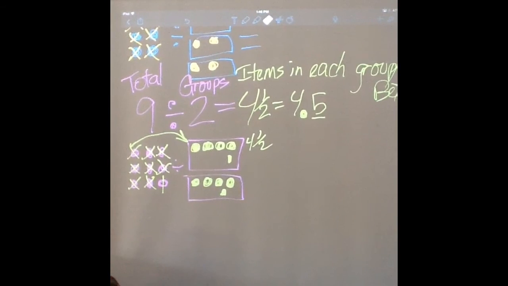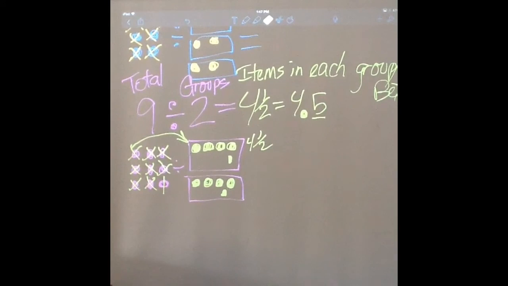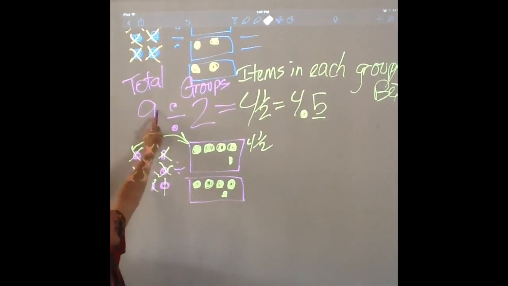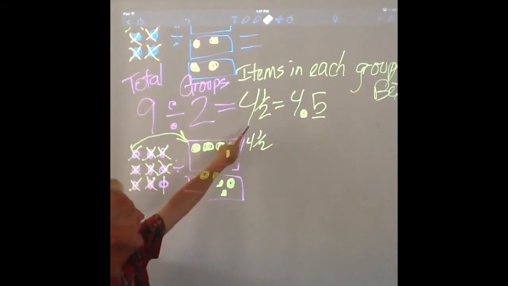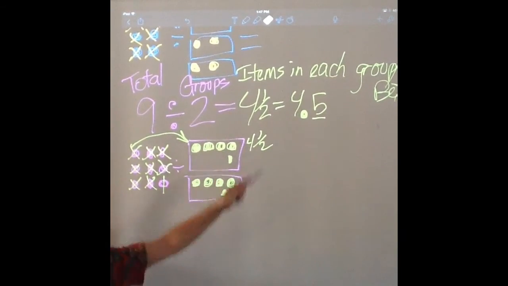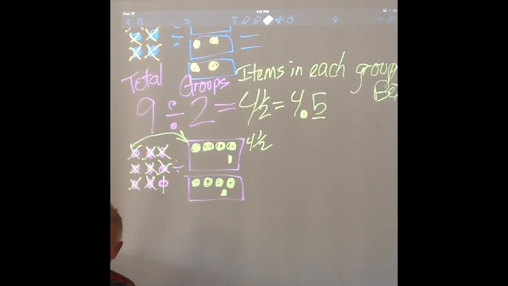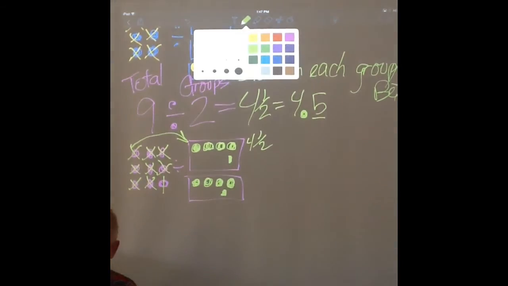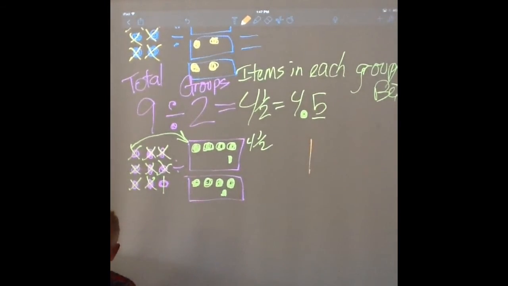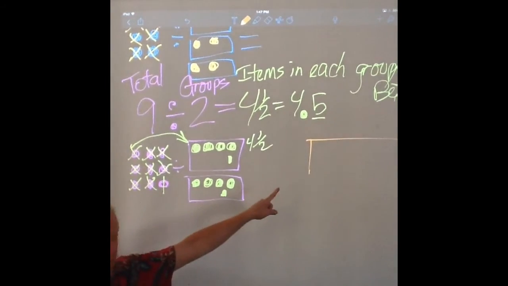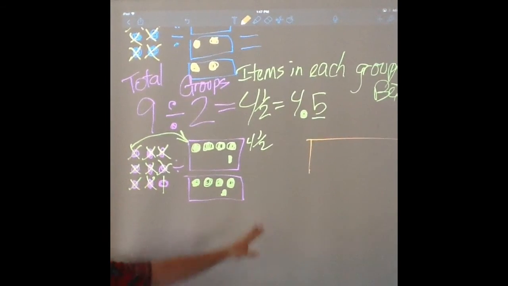All right. I think that should do you for the time being. Remember, I'd like you to go ahead and write the total over the first number, groups over the second number, and then I want you to write items in each group over your answer. Now, if we were going to put 9 divided by 2 in a structure that looks like, let me change my color again. Let's go with orange. I hope it shows up. It shows up pretty good. If I was doing this, what number would go where?